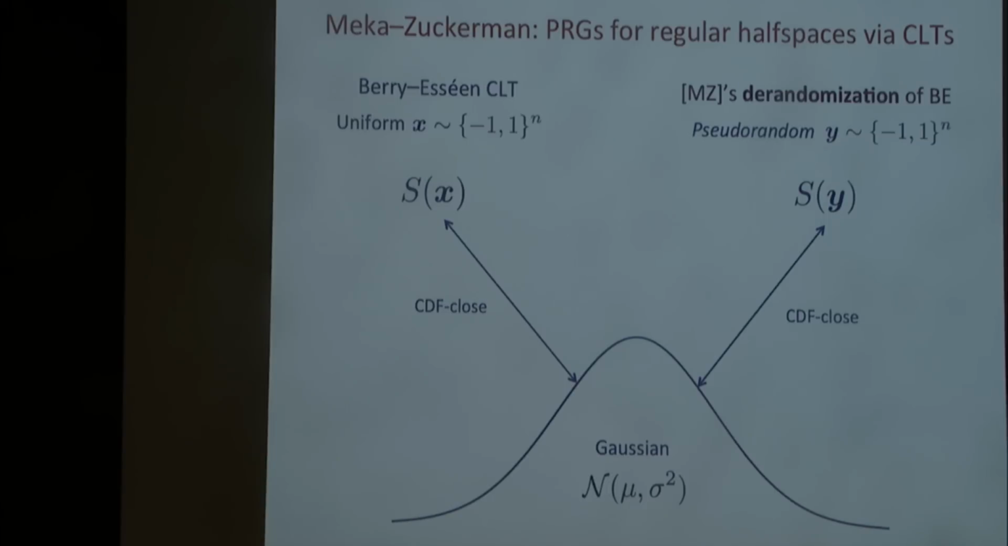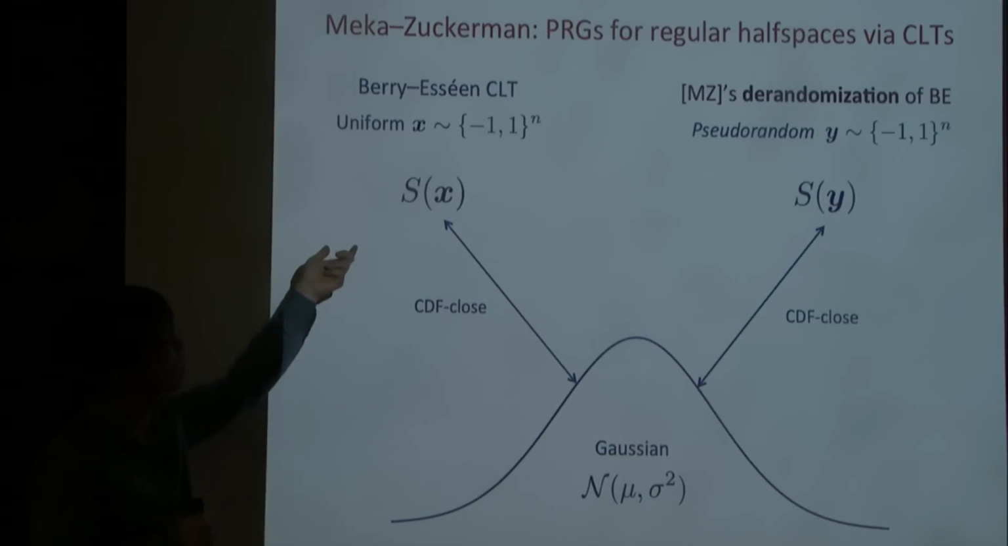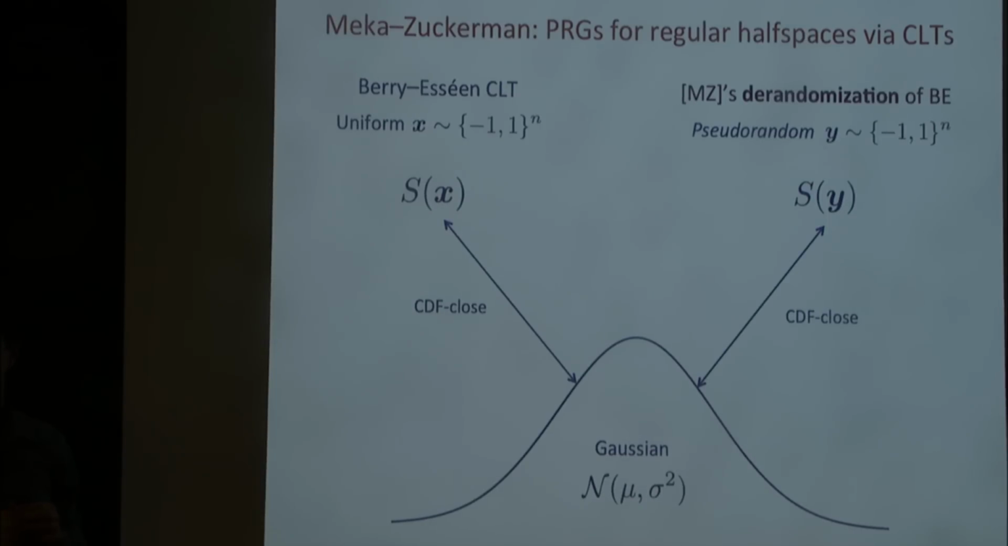Now, rather than x, the bits being independent and uniform, they cooked up a clever pseudo-random variable y, such that S of y still converges to a Gaussian, just as if you fed S uniform random bits. So they proved this de-randomization of a central limit theorem.